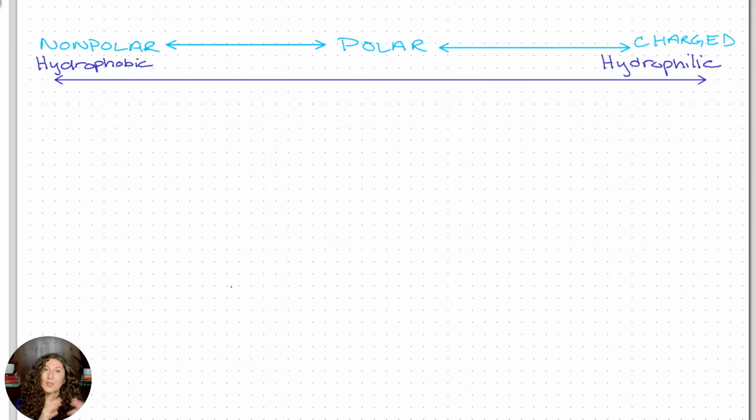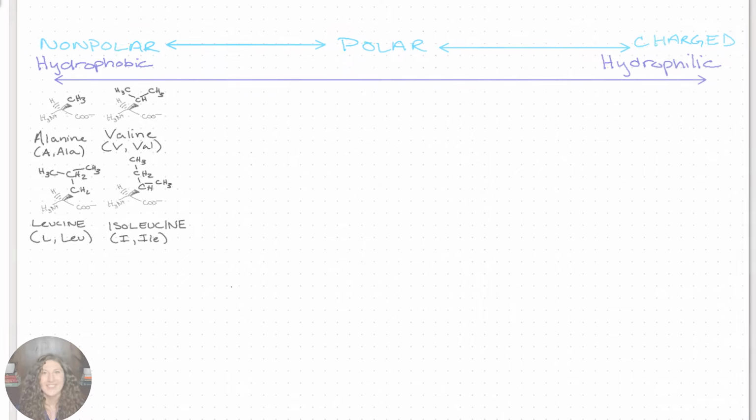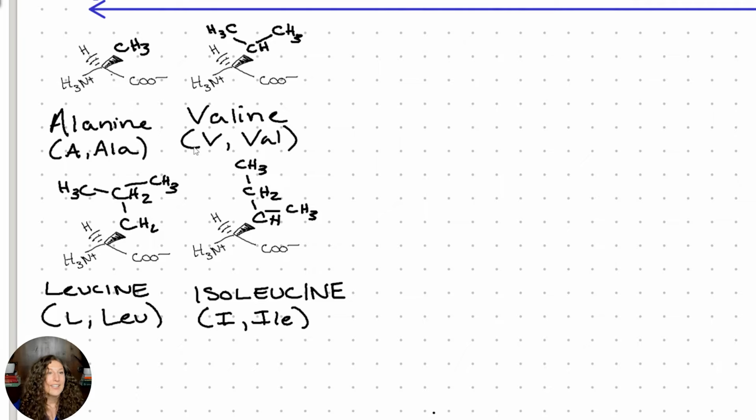Let's start there, and we're going to work through our hydrophobic nonpolar amino acids and move our way through to the polar side. Our first 4 amino acids that we're going to look at are alanine, valine, leucine, and isoleucine. Let's zoom in and take a closer look. So why are we looking at alanine, valine, leucine, and isoleucine all together?